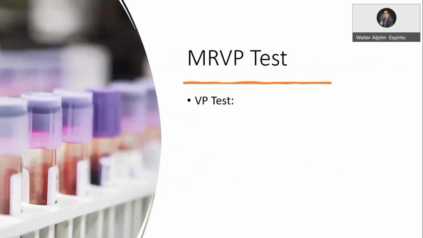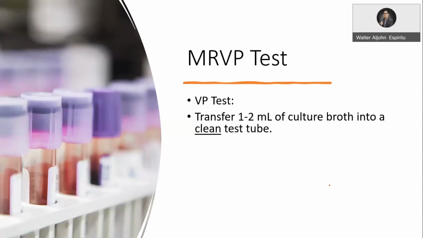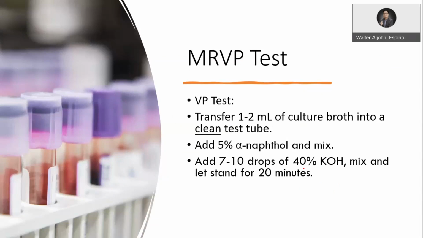On the other hand, for the VP test, you need to transfer 1 to 2 ml of the culture broth to a test tube, add 5% alpha naphthol and then mix. Next is to add 7 to 10 drops of 40% potassium hydroxide, mix, and let it stand for 20 minutes.